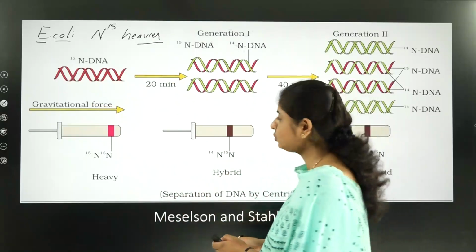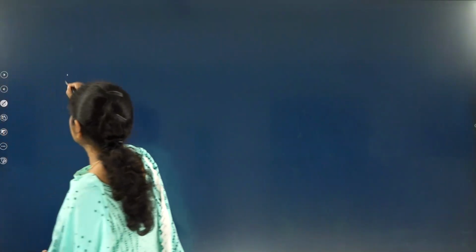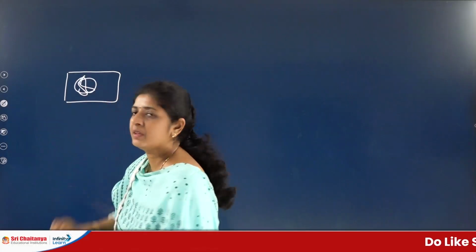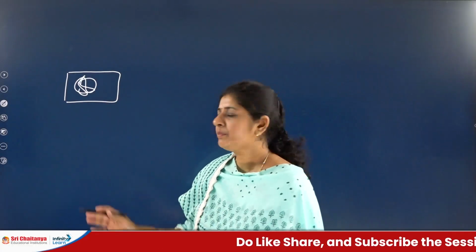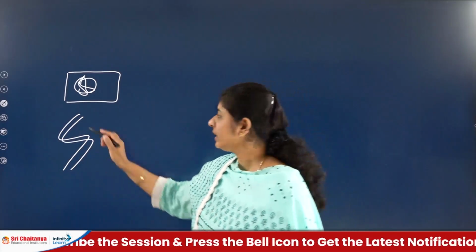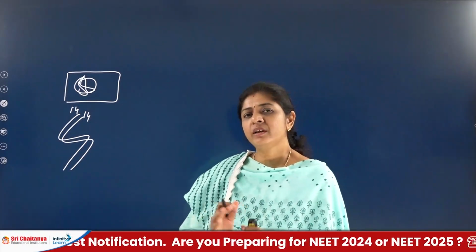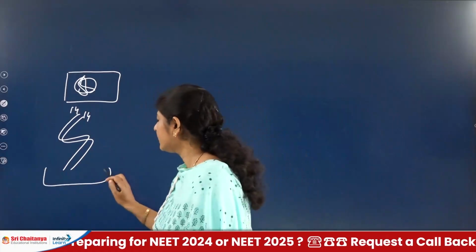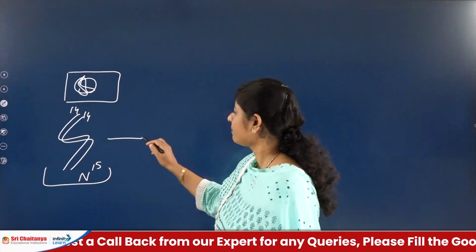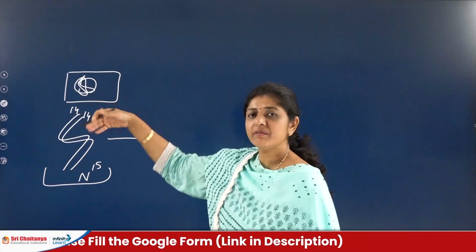Let me show you in detail a little bit. Suppose I am taking this as one E. coli, it has the DNA inside it. Now, instead of showing the full E. coli, I am showing its DNA simply like this, which is double stranded. Initially, it has N14 strands. In natural form, it will be N14 and N14. But if you start culturing in N15 medium, then what will happen? When this cell divides, obviously it will divide, but before that the DNA will replicate.